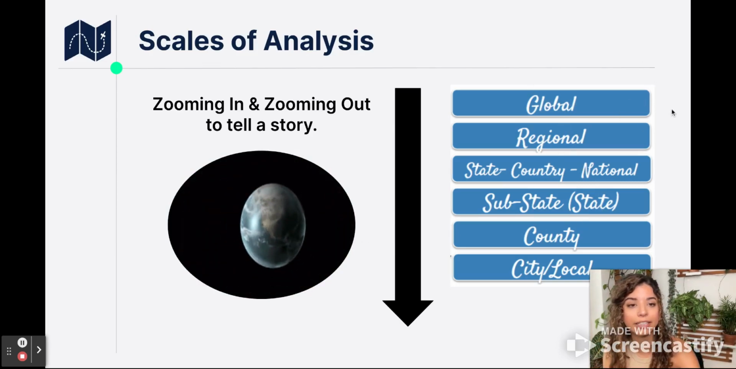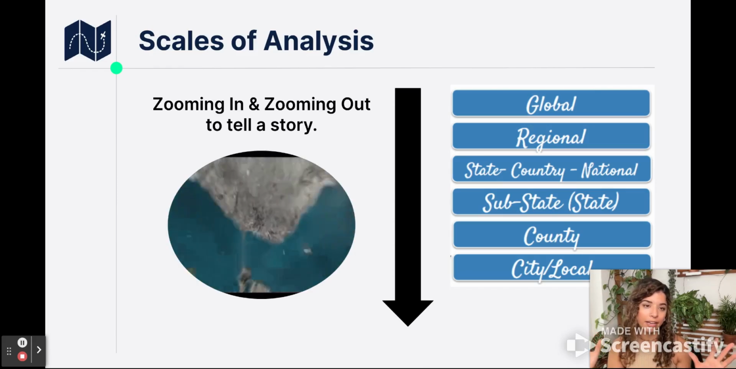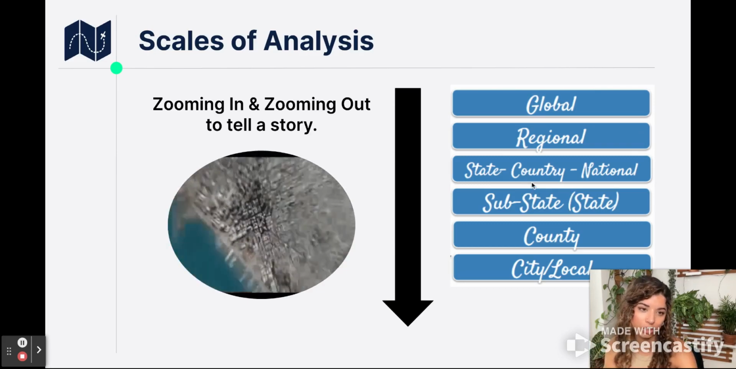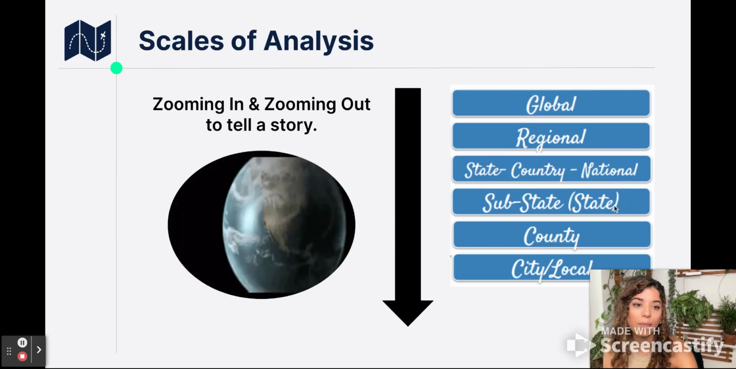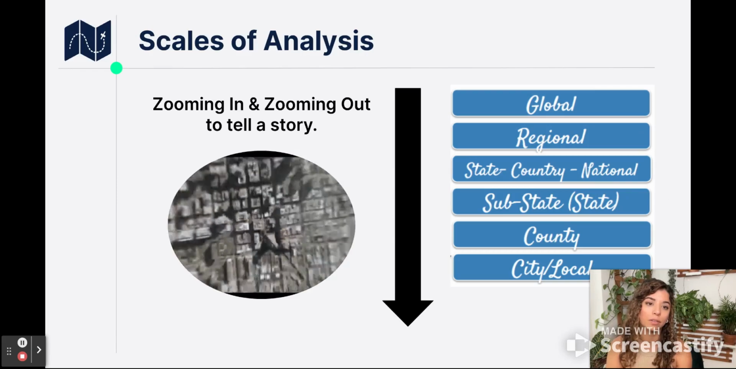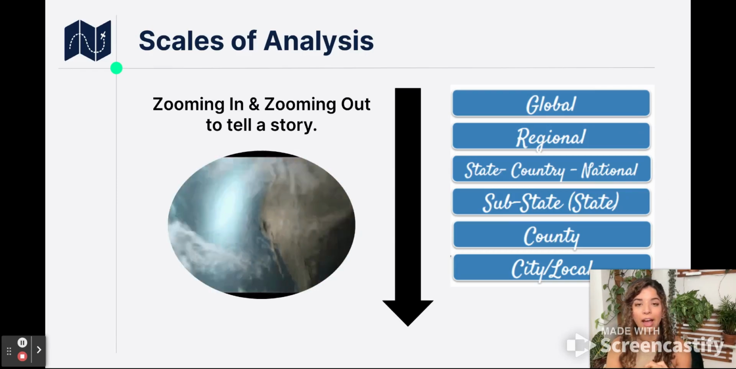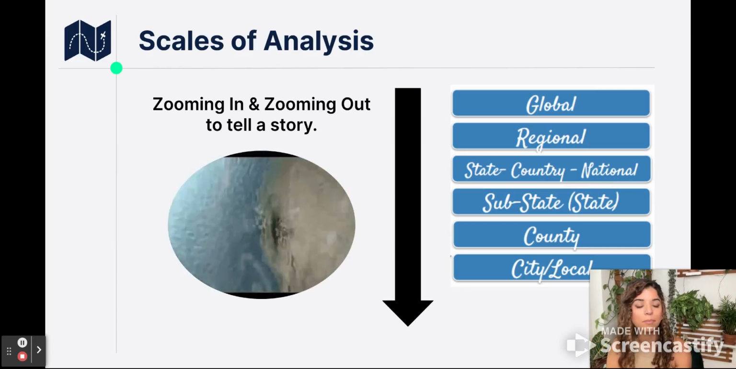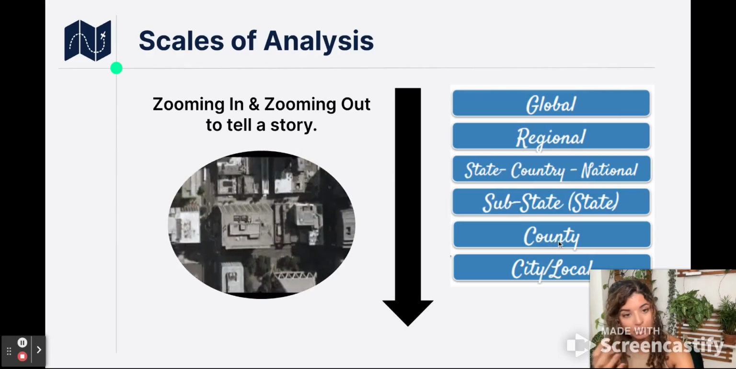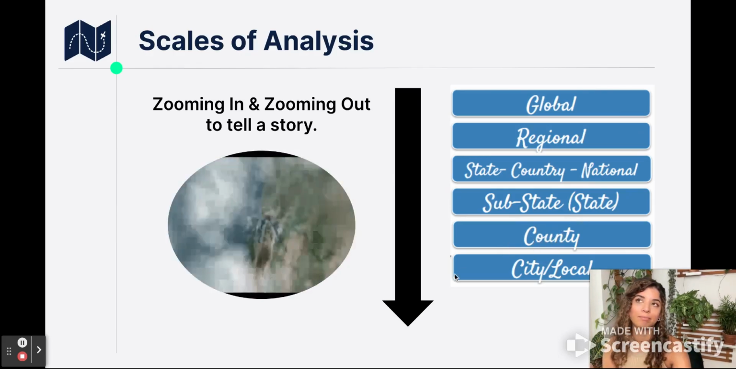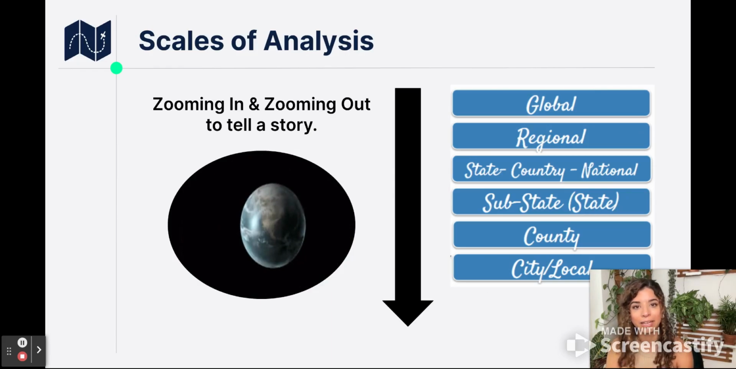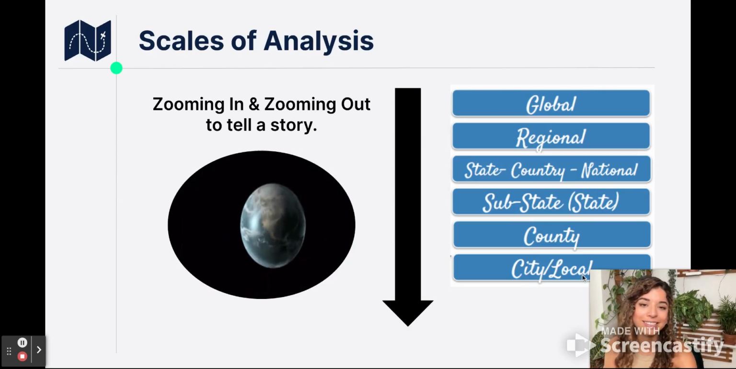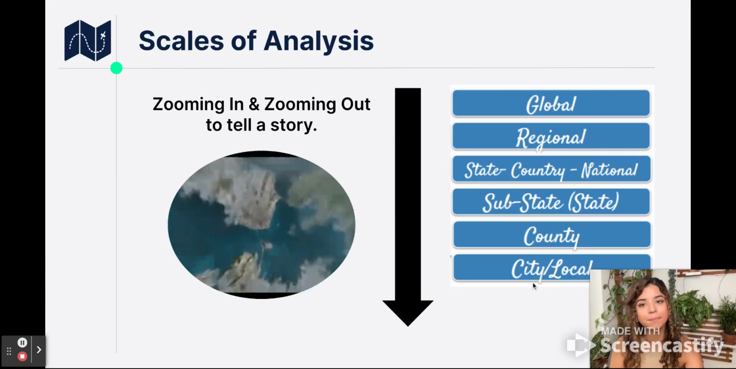At the largest scale here, we have global, and then going down to regional. We have state, which can also be called country, which can also be called national. Then we have sub-state level, or even within a country, you can have other scales like at the various cantons or states. Then we have county, which is more specific to the US, but for Switzerland, it would be maybe more like at the Gemeinde level, and then city or local, that would be even smaller.